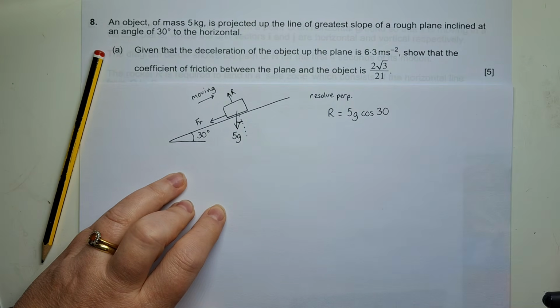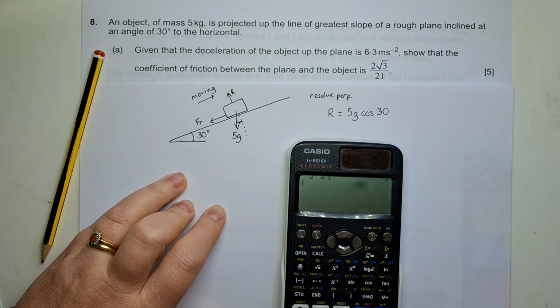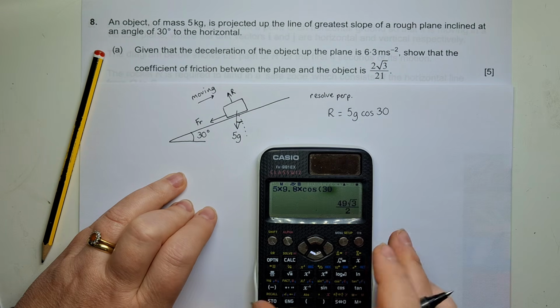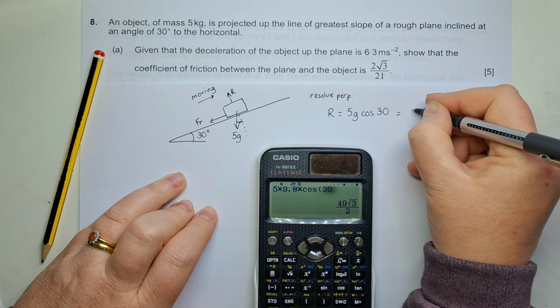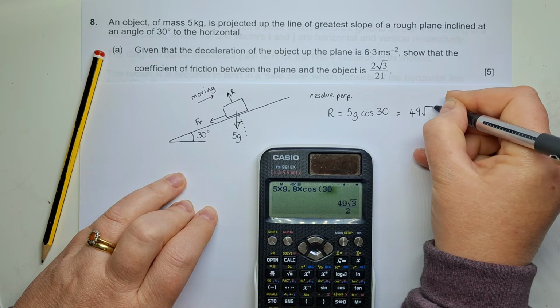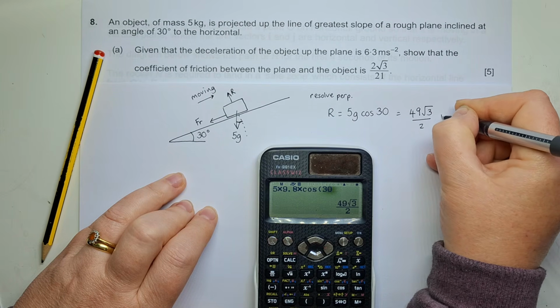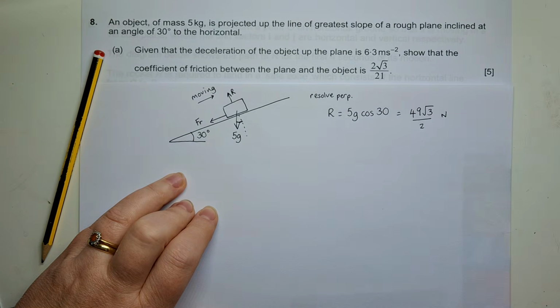5 times 9.8 times cos 30 gives me 49 root 3 over 2. And because there's surds in this, obviously I need to leave this as a surd.